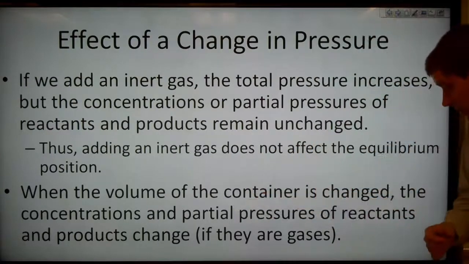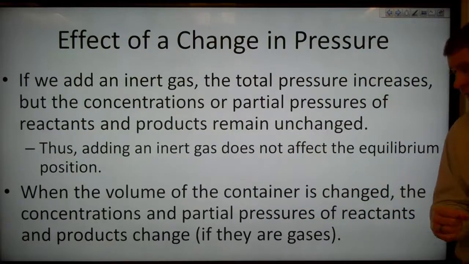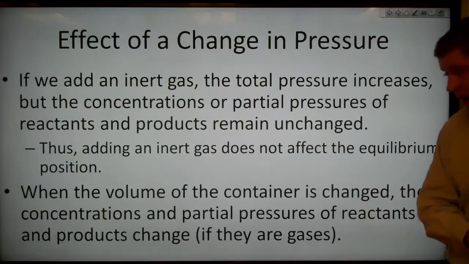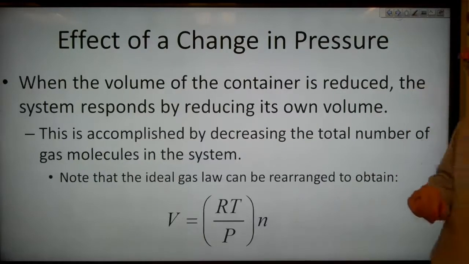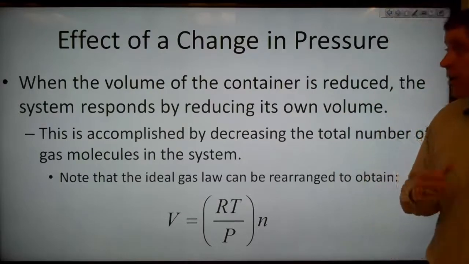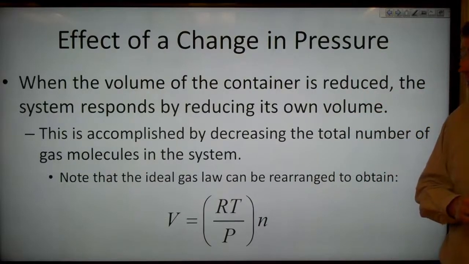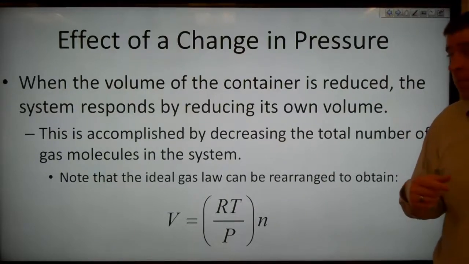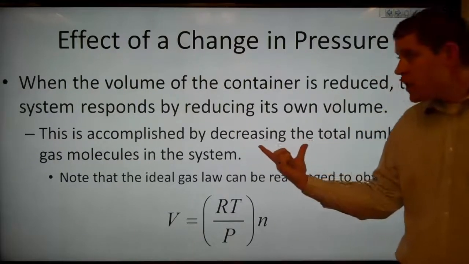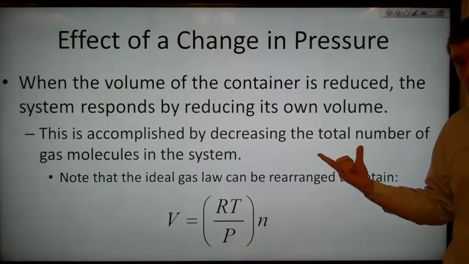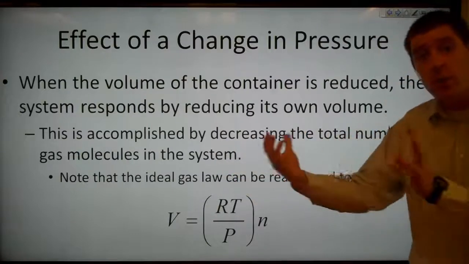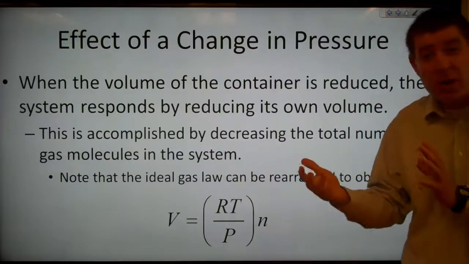When the volume of the container is changed, the concentrations and the partial pressures of the reactants and products change, if they're gases. And this means that changing the volume of the container will alter the equilibrium position. So when the volume of the container is reduced, the system responds by attempting to reduce its own volume, which is accomplished by decreasing the total number of gas molecules in the system. So the equilibrium will shift towards whichever side has fewer gas molecules, or of smaller volume.